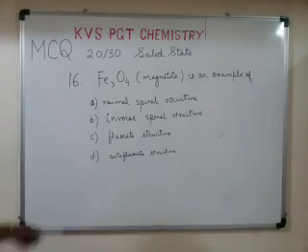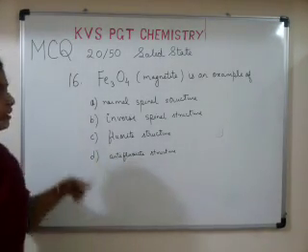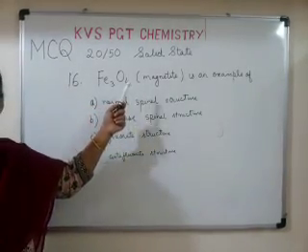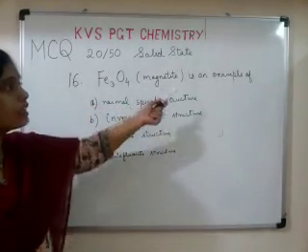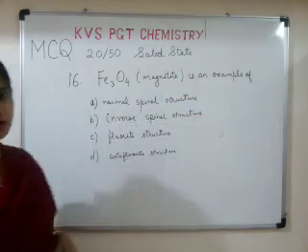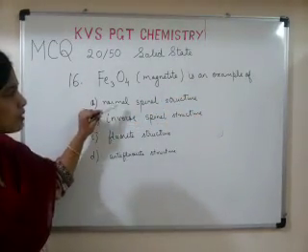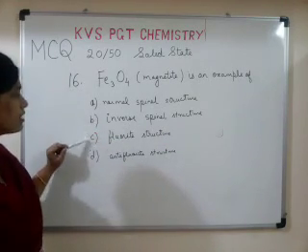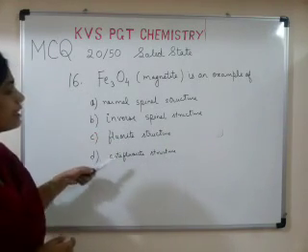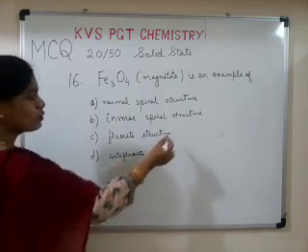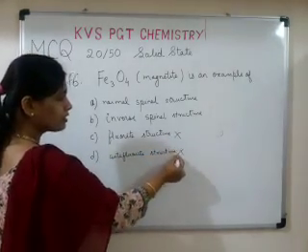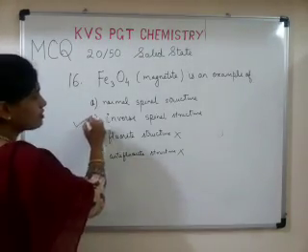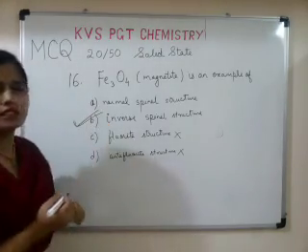Now, children, here we have one direct question. See what is asked in the question. Fe3O4, this ore is named as magnetite, is an example of. Okay. Now the given options are A normal spinel structure, B inverse spinel structure, C fluoride structure and D anti-fluoride structure. So these two will not be the answer at all because it's not a fluoride structure, right? What is that? It is an inverse spinel structure.